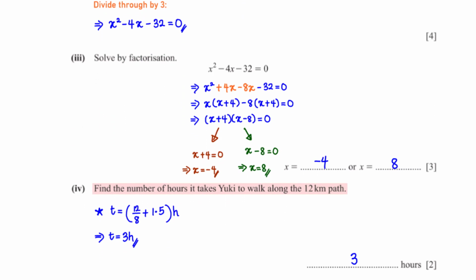Find the number of hours it takes Yuki to walk along the 12-kilometer path. From the previous part, we saw that the time Yuki takes is 12 over x plus 1.5 hours. Since the time cannot be negative, we use the positive value of x, which is 8. So we have 12 over 8 plus 1.5 hours, which is equal to 3 hours.